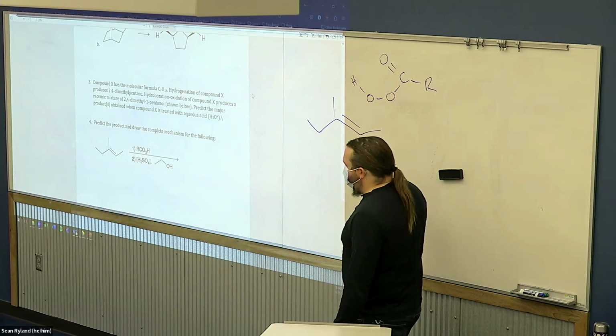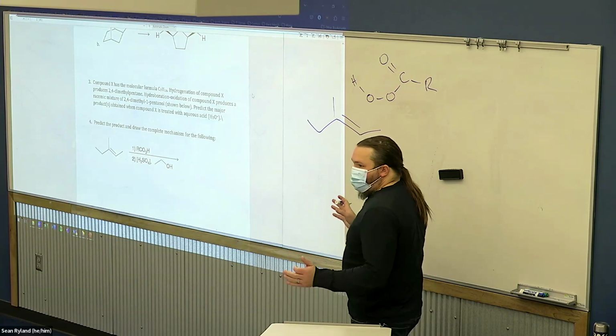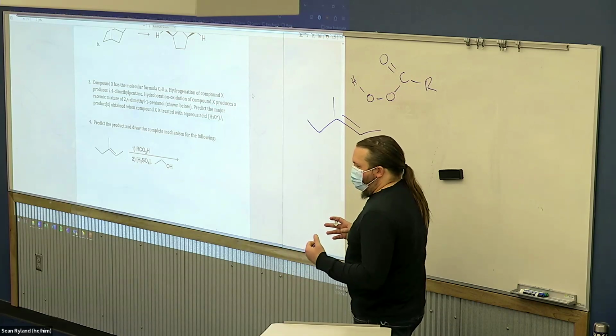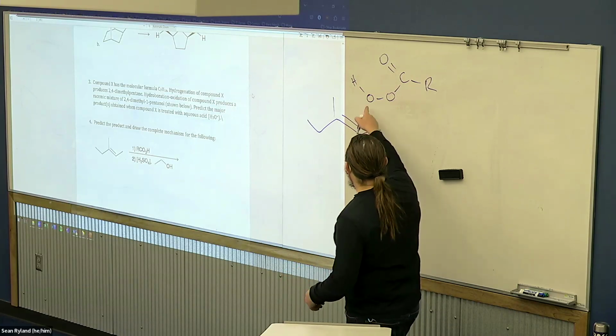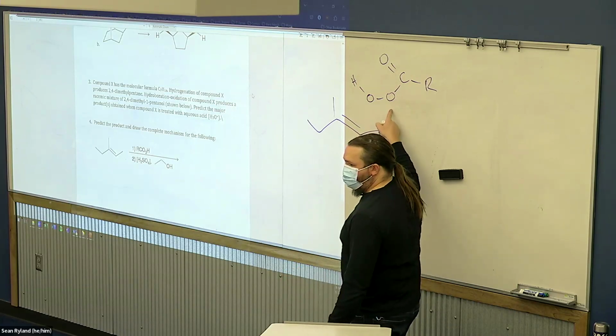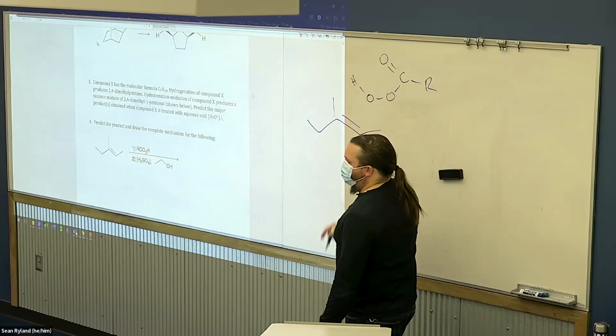So the trick is, anytime you've got an oxygen-oxygen single bond, almost always the reaction that's gonna happen is that oxygen-oxygen single bond is gonna break. So that's one of the ways we know it's gotta be one of these two oxygens that's gonna be given away, because that's super unstable.